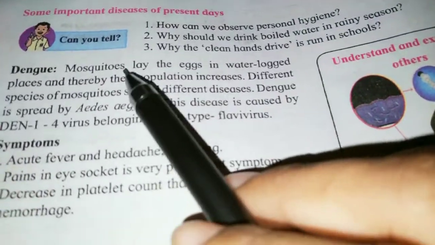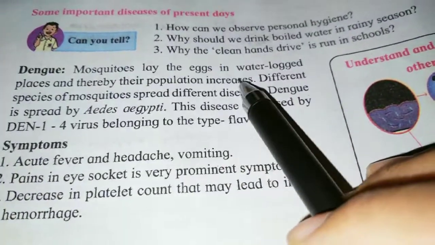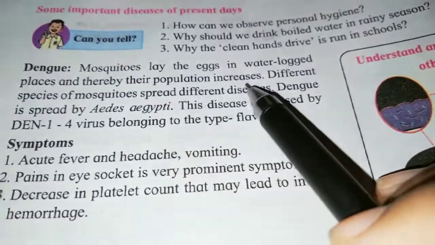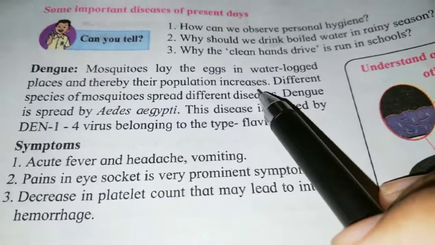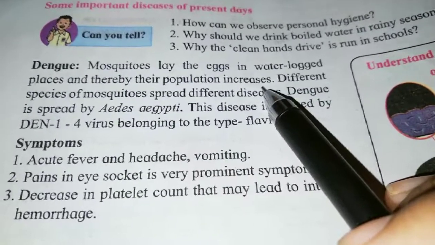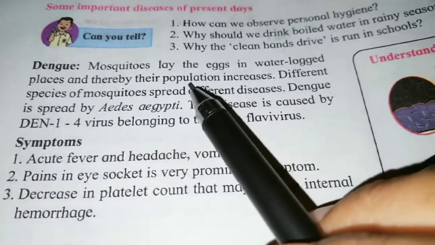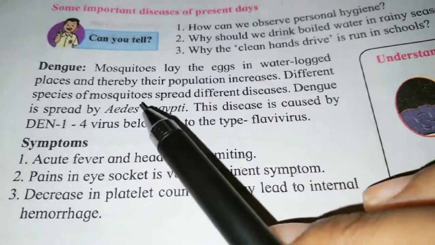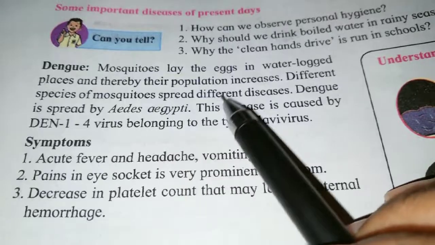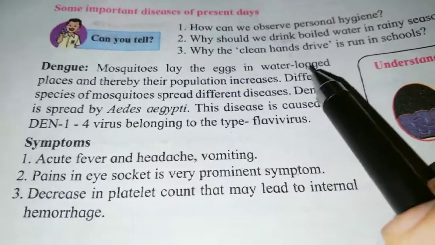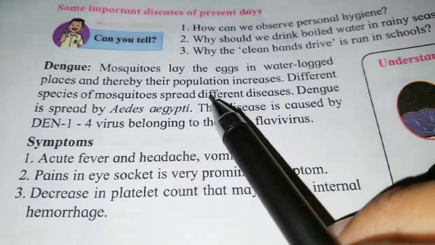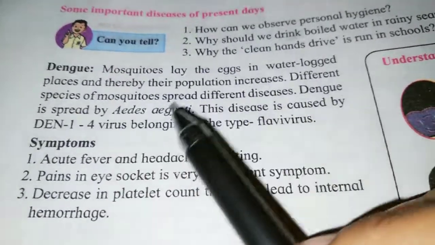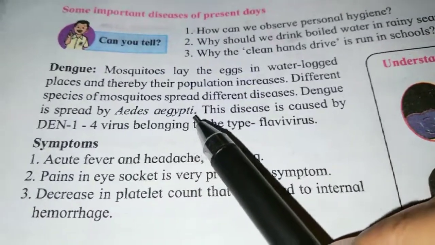Dengue. Mosquitoes lay their eggs in waterlogged places and thereby their population increases. Different species of mosquitoes spread different types of diseases. Dengue is spread by Aedes aegypti.